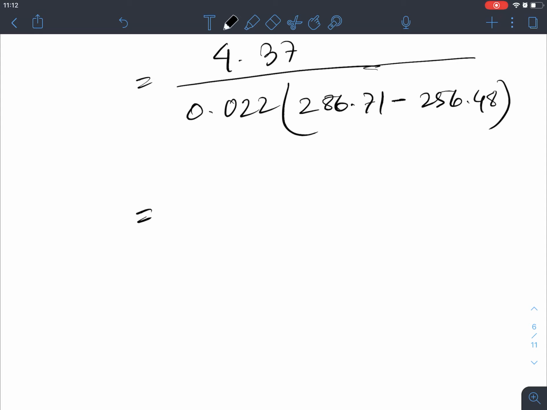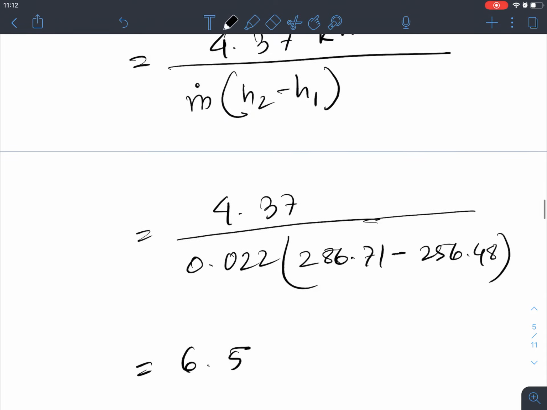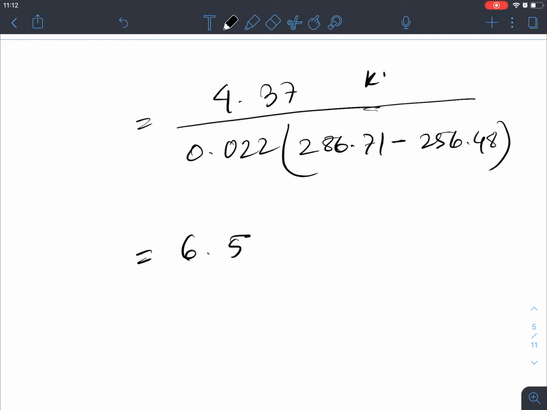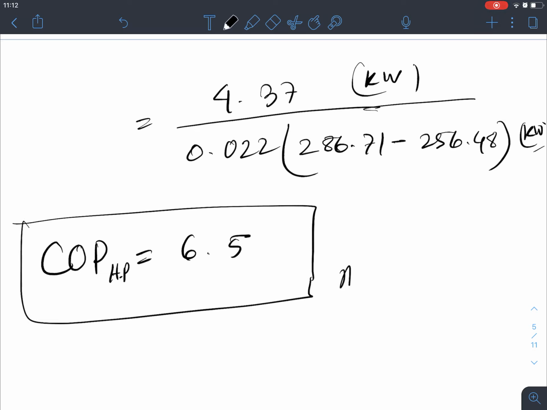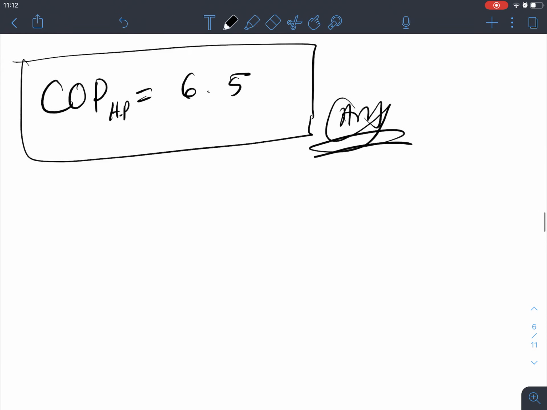So if you plug in all this information, it will become 4.37 divided by 286.71 minus 256.48. So it would be 6.5, right? Coefficient of performance would be 6.5. This is kilowatt, and this is also kilowatt, so it would be unitless. COP of heat pump is 6.5. So that is the answer.